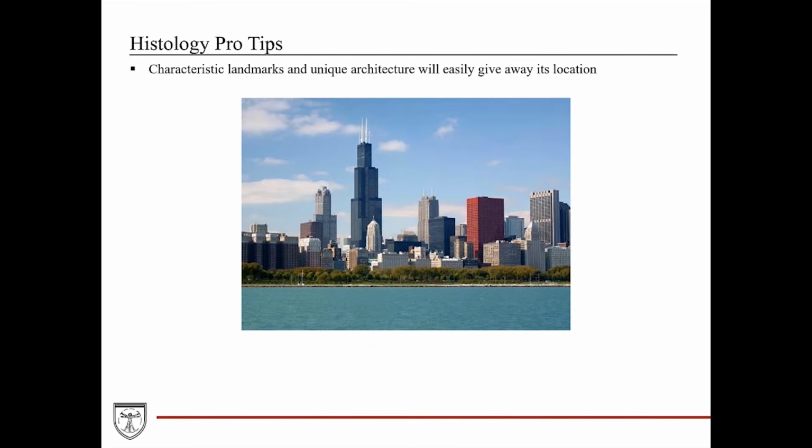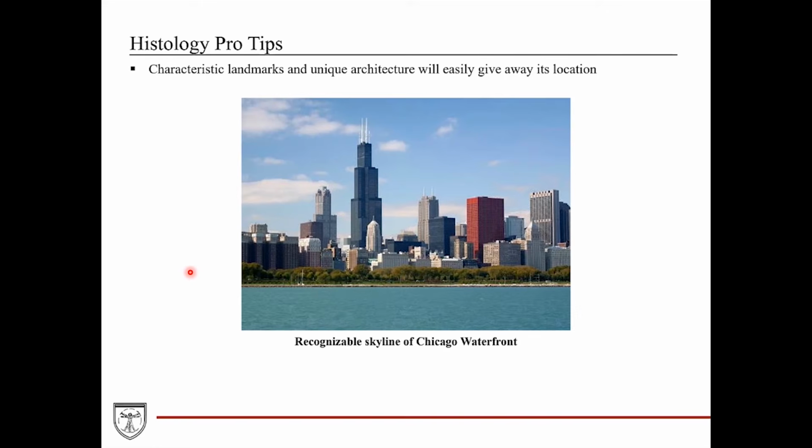Pro tip number 2. Characteristic landmarks and unique architecture can easily give away the location. We just saw that example with the Empower Stadium at Mile High being recognizable for Broncos fans. Here's another example. Does anyone recognize where this photo came from? The answer is Chicago. Here's the Willis Tower and some other buildings that are fairly recognizable of Chicago.